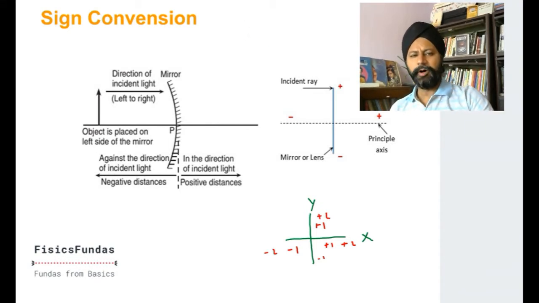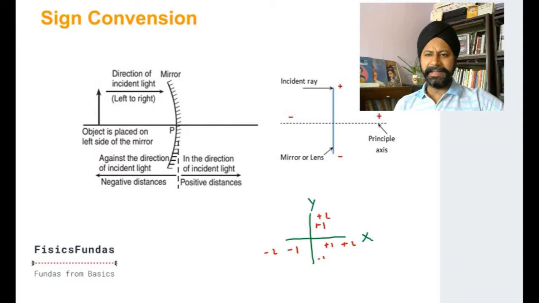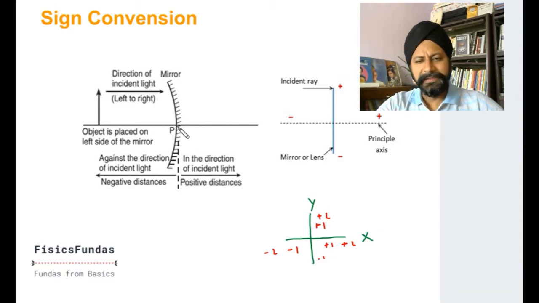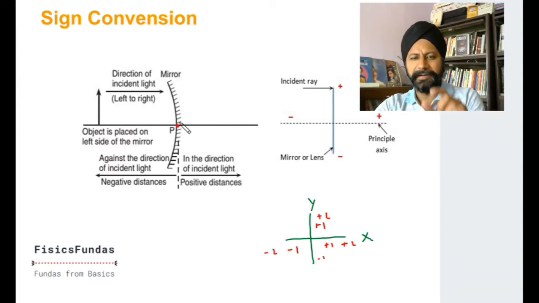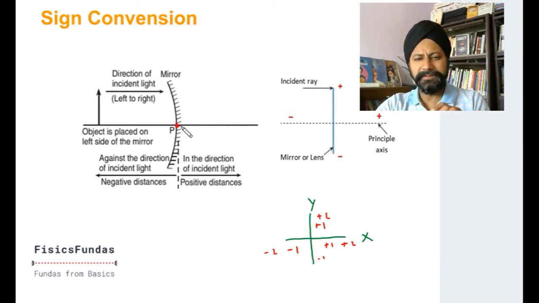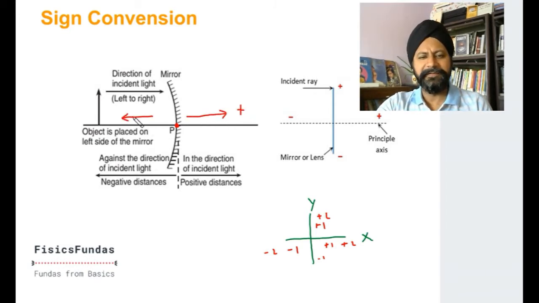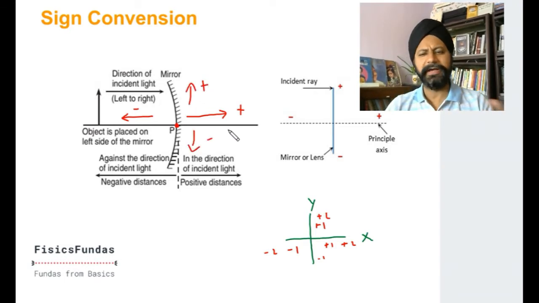So the convention is the object is always placed on the left hand side, and the other thing is this pole is your origin. Think about the pole as the origin. In case of lenses also we'll see that. So if the pole is the origin, and if you're measuring on this side, this is positive distance. This is negative distance. This is positive distance. This is negative distance. That's all the sign convention is.